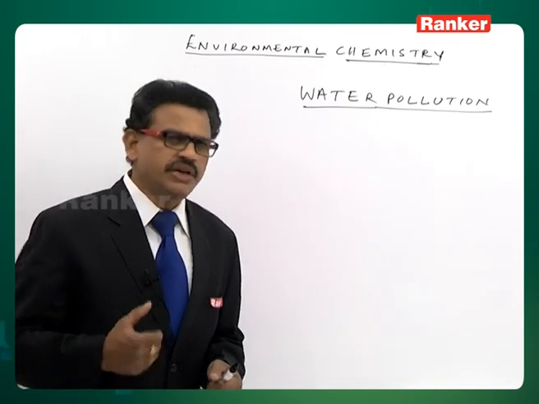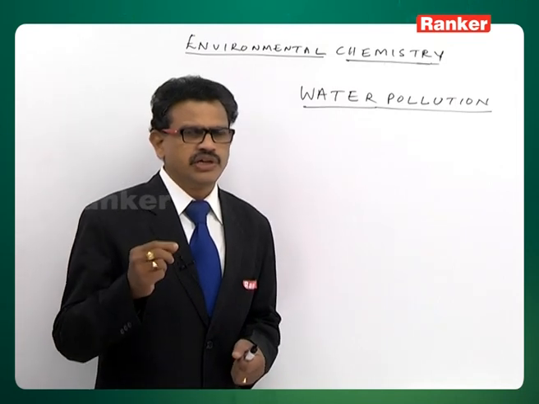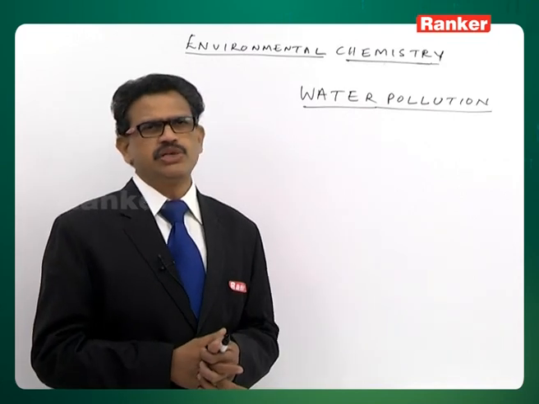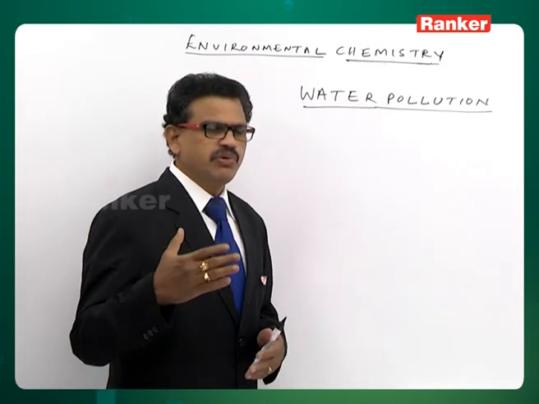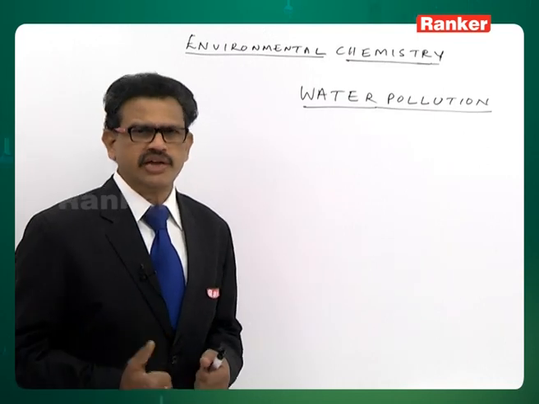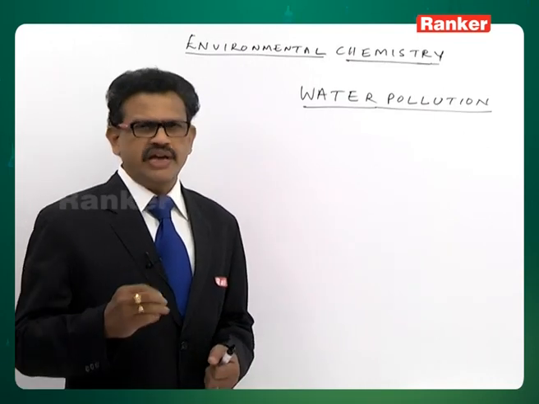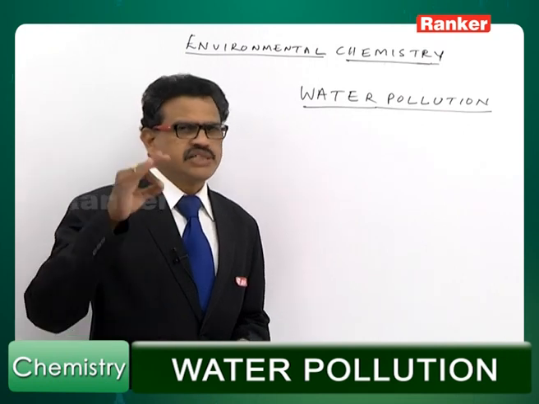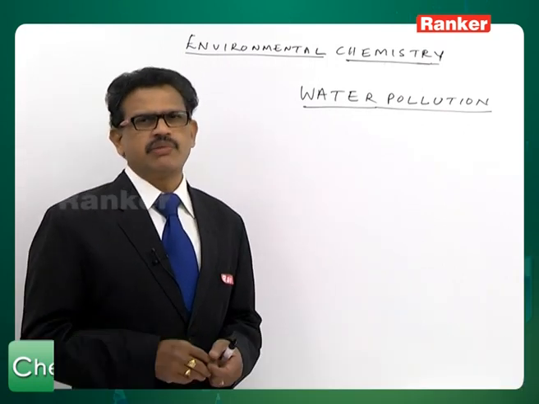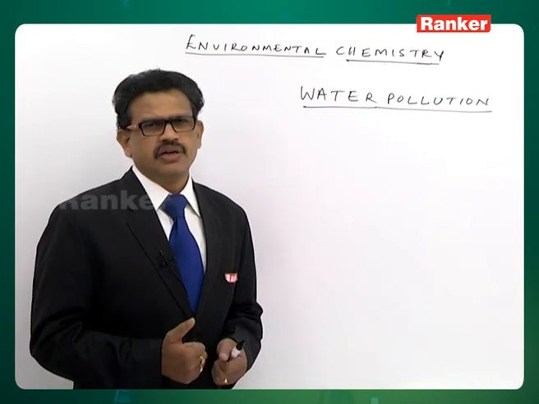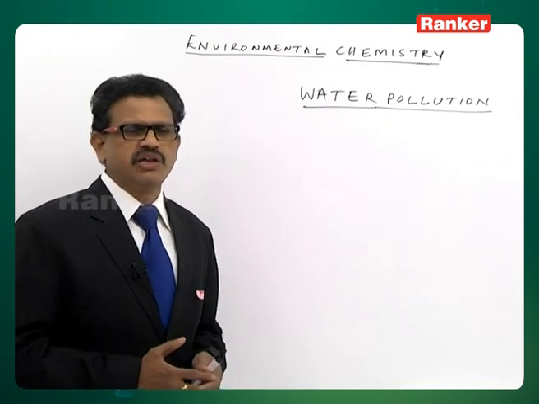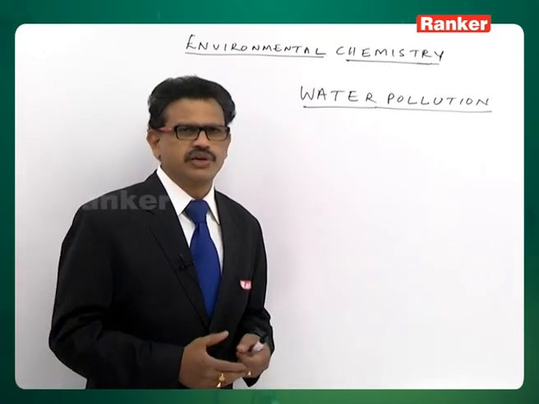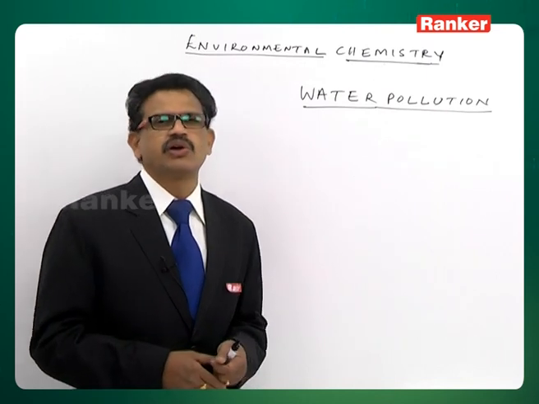pollutants. In the beginning we learnt the terminology chemical oxygen demand and biochemical oxygen demand, COD and BOD. The COD and BOD terms are related to organic pollution. The amount of organic substances dissolved in the water is termed chemical oxygen demand. If it crosses beyond 4 to 6 milligrams per liter, then it is polluted water. That is what we discussed in chemical oxygen demand.